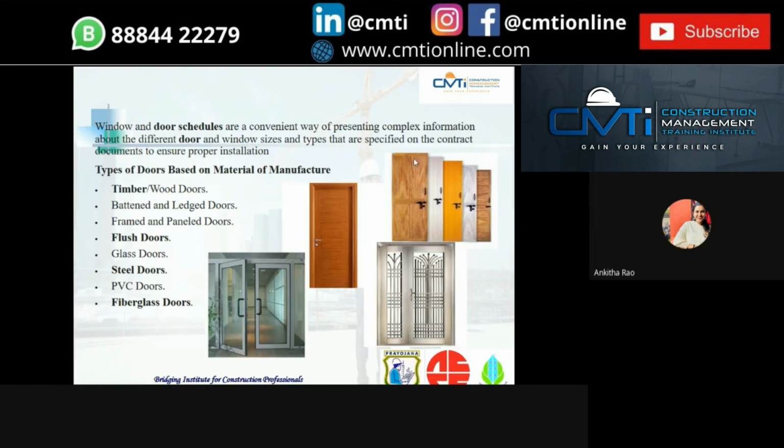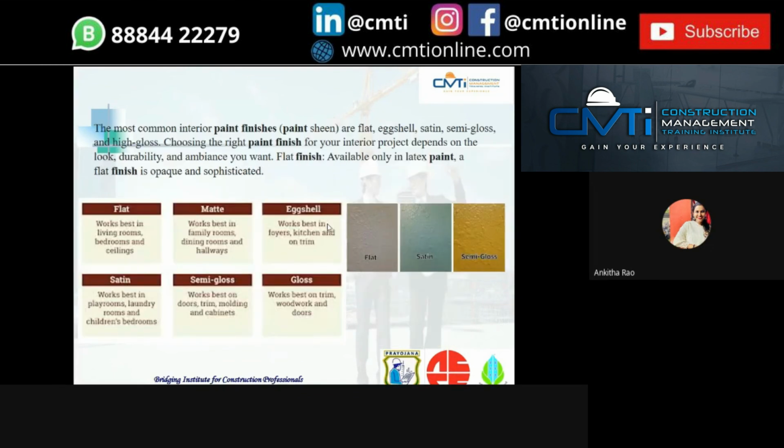Like, see, this is the PVC door. This can be used in bathrooms and sanitary areas, and steel doors can be used for external areas, and glass doors can be used to give the aesthetic look. And this is the wooden door. And next is the paint finishes. This is the commonly used type of finish we give for our houses, and it can be distinguished like it can be flat, satin, or semi-gloss type.